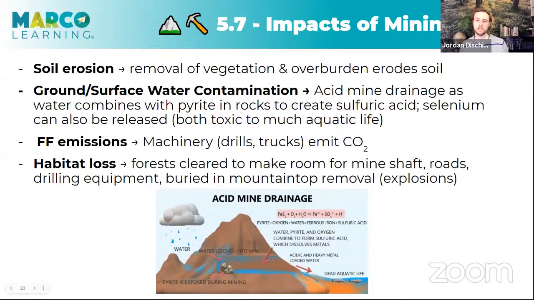And then very briefly, just want to touch on some of the impacts of mining. So coal mining, or any type of mining really, but since coal is primarily mined by surface mountaintop removal or surface mining sometimes, you're going to get a lot of soil erosion. So the soil is loosened, the roots of the plants are removed, and that removes the soil. It can just wash down the mountainside. We can get acid mine drainage. We have fossil fuel emissions just from the machineries themselves, or from methane that's also trapped with the coal that can be released. And then of course, habitat loss. Anytime you clear out space to set up a mine shaft, to build roads, to get drilling equipment in, you have destroyed habitat.